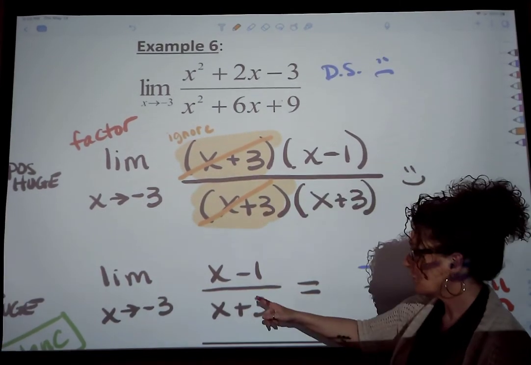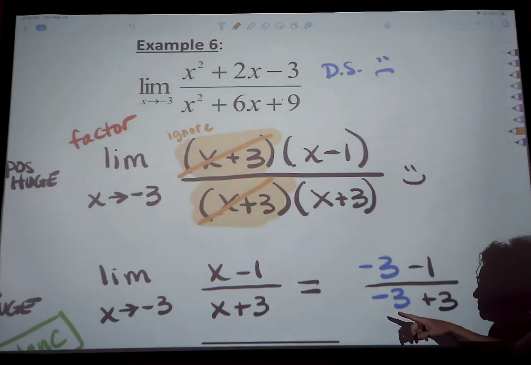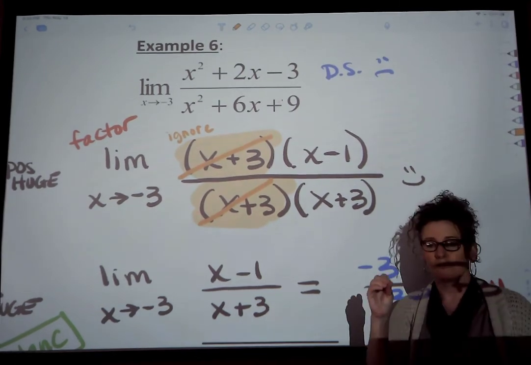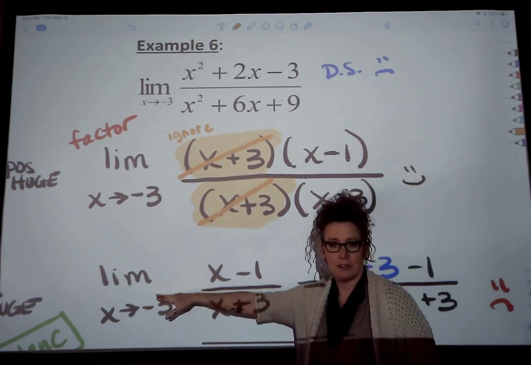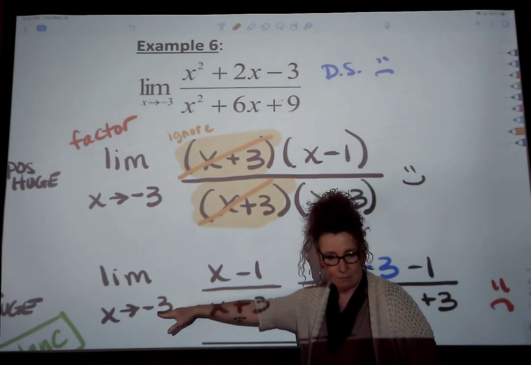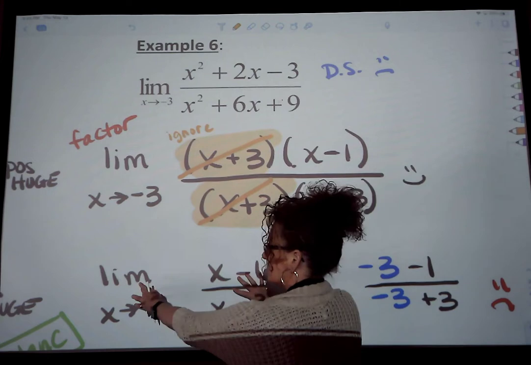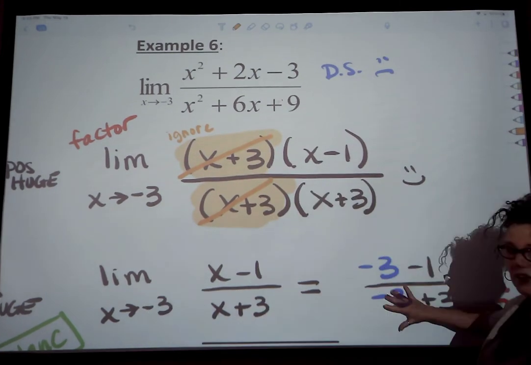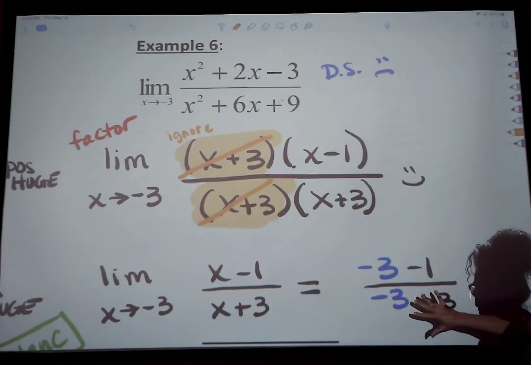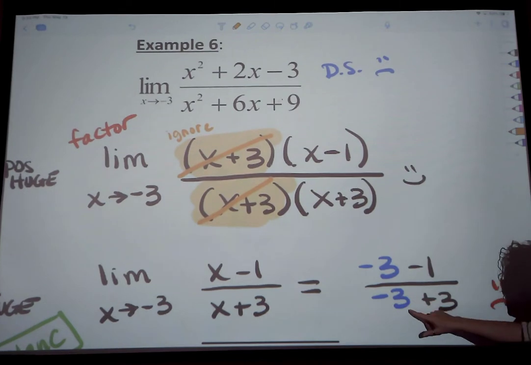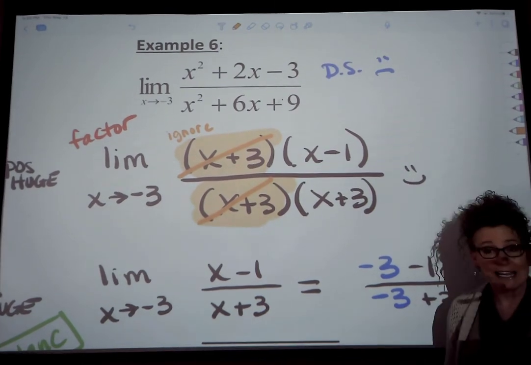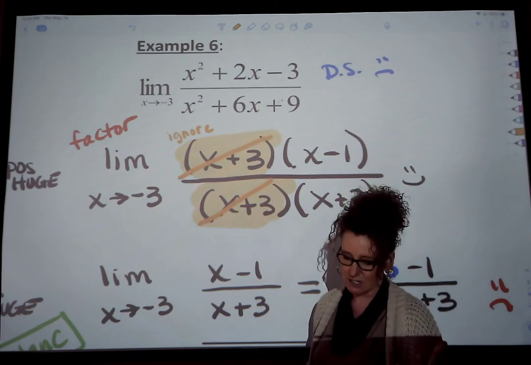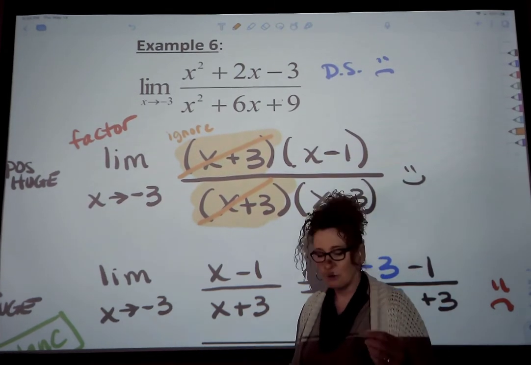Now, when I try direct substitution, by the way, the moment you try direct substitution, you drop the word limit, right? So this is a limit. Here I'm trying to get the answer to the limit, so I don't need to write limit anymore. So I do direct substitution. Well, doggone it, I still blow up. Dang, I thought plan B was going to work. Turns out I'm still blowing up. Now let's move on to plan C.